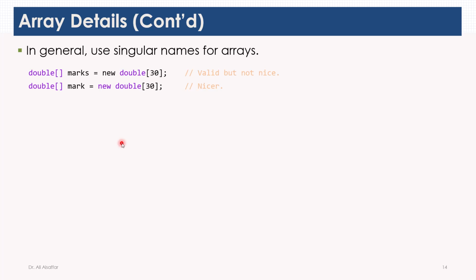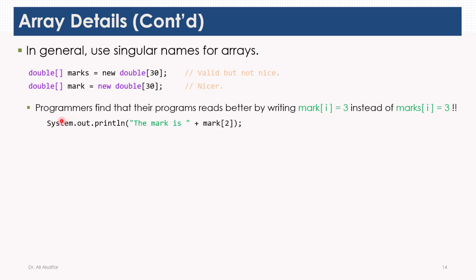Also, the singular form works better when the array name is used in some sort of computation. In this case, the name refers to only one element, not the whole array or the whole elements. Let us refer to our mark array. Programmers find that their programs read better by writing mark I equal to 3 instead of marks I equal to 3. Why? Because mark I refers to a single mark. However, if you write marks I, then it refers to more than one mark. Therefore, when you print the mark, you say the mark is, and it is singular when you refer to indexed variables.